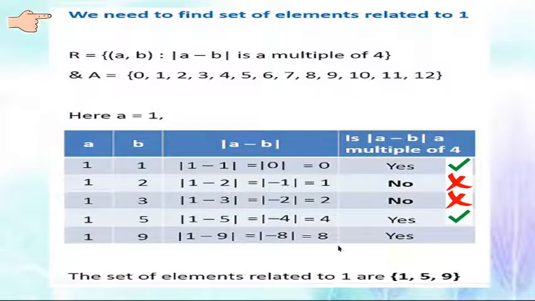And if I take 1 and 9, then also yes, it is related. So the set of elements which are related to 1 are 1, 5 and 9 only. Because if I take the difference of these three numbers with 1, then they are fulfilling this condition.